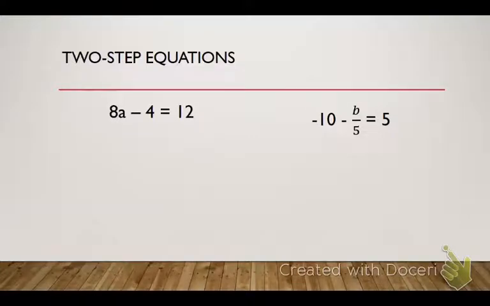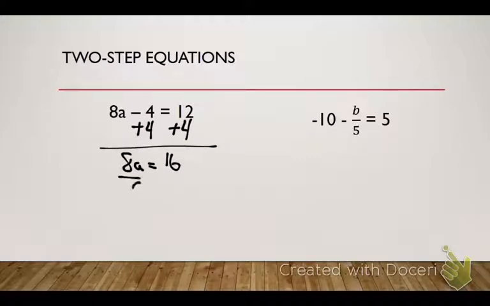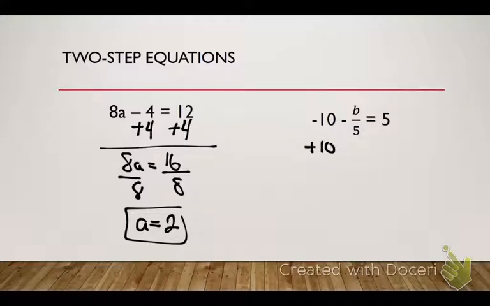What do I do first now? Yep, I'm going to add 4 to both sides. And so I get 8a equals 16. Then what do I do? Divide both sides by 8, and a equals 2. Now in the second one, I need to add 10 first.